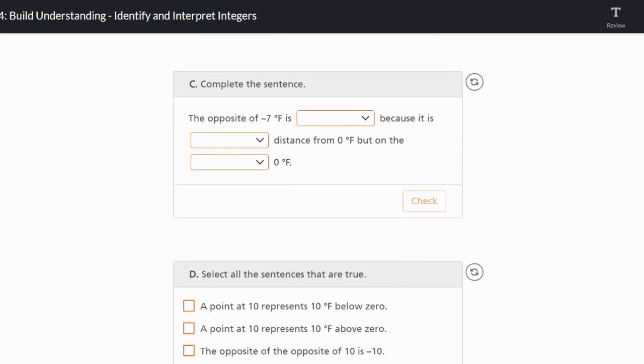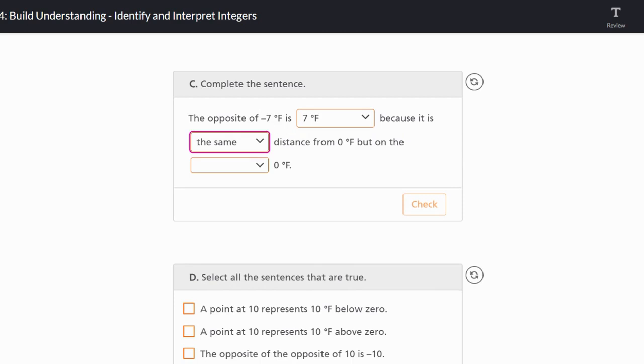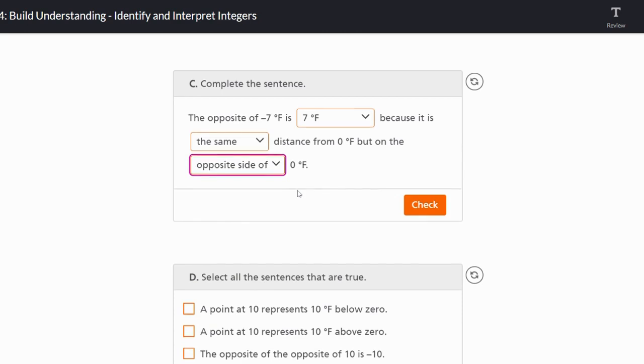Let's complete this sentence. The opposite of -7 is -14, -1/7, or 7. The opposite of -7 would be +7 because it is the same distance from 0, but on the opposite side of 0.